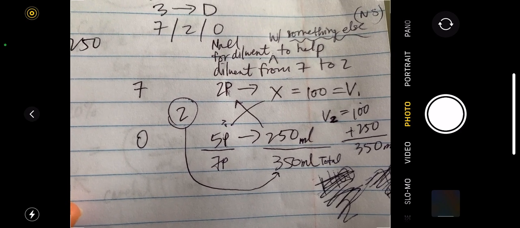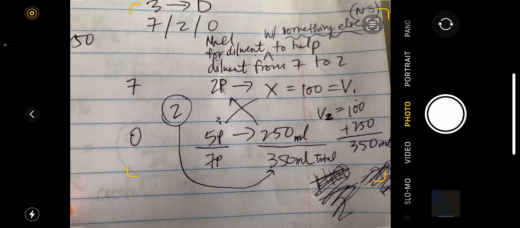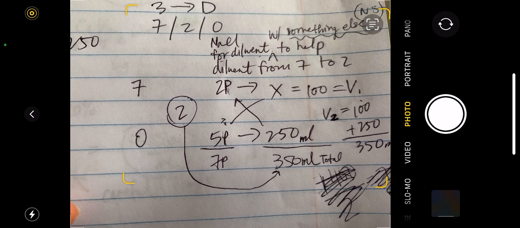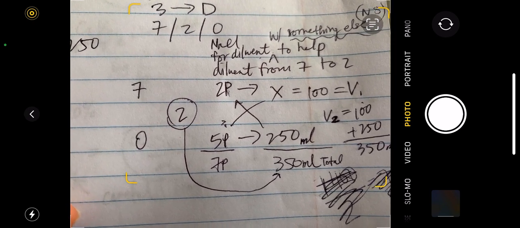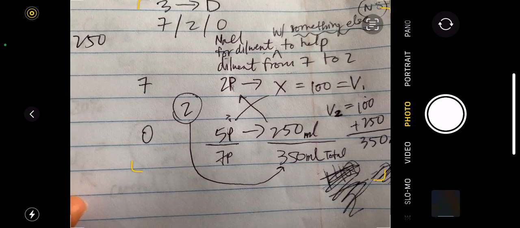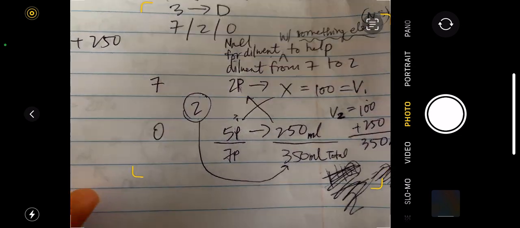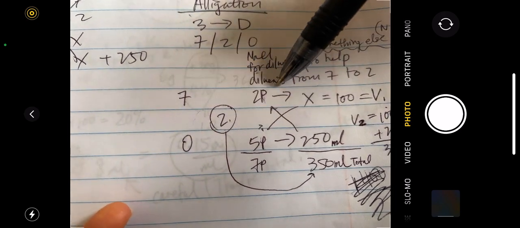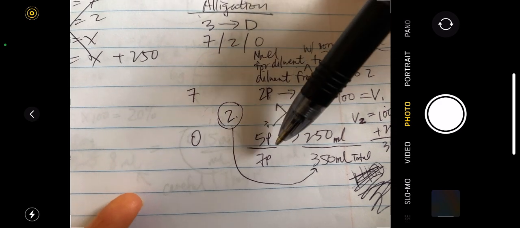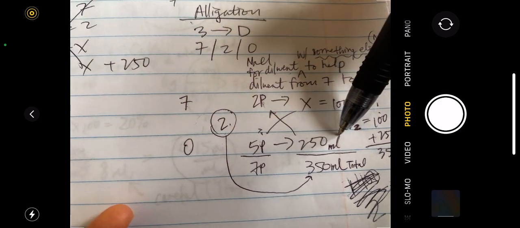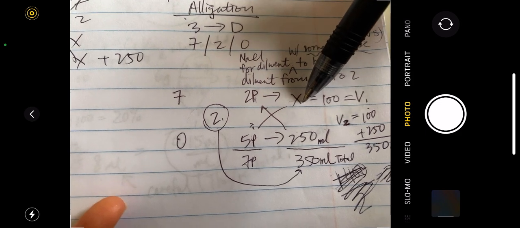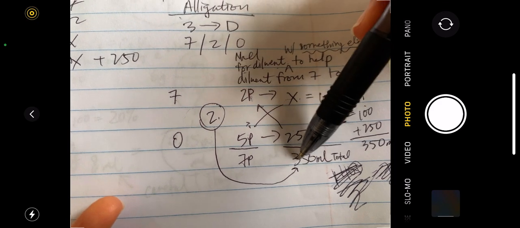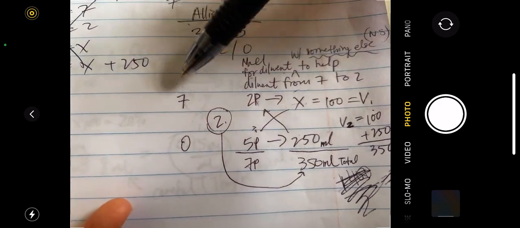In order to get to 2, you have to set up this way: 7 on top, 2 is what you desire, 0 at the bottom. Then you subtract. 7 subtract 2 is 5 parts, and the difference on the other side is 2 parts. Since the sodium chloride has 250 milliliters, you add the top to the bottom. Total is whatever. You don't know right now, but you try to find X.